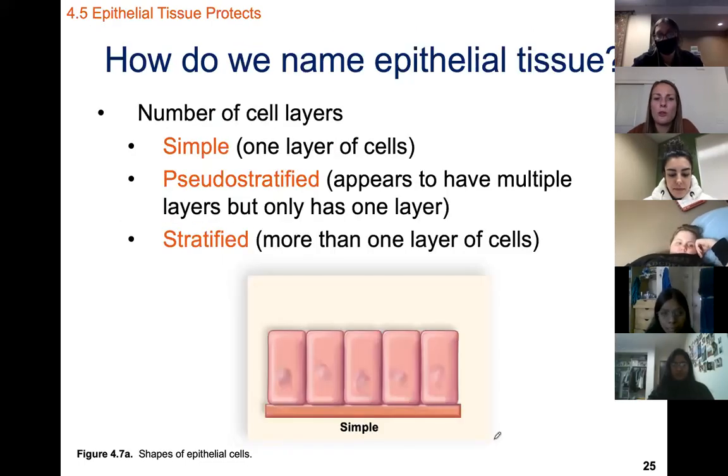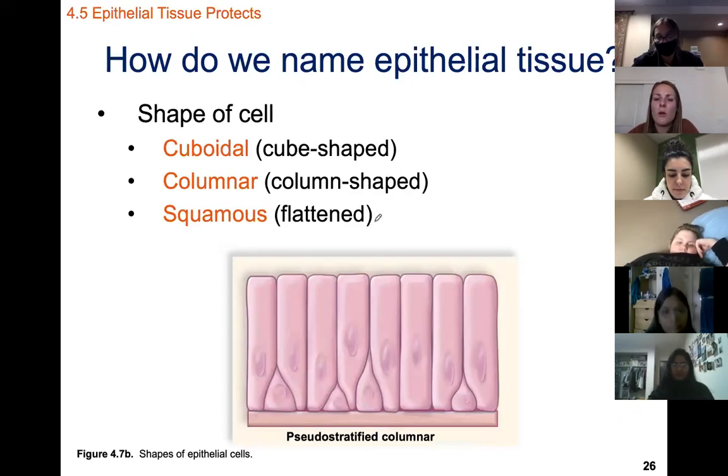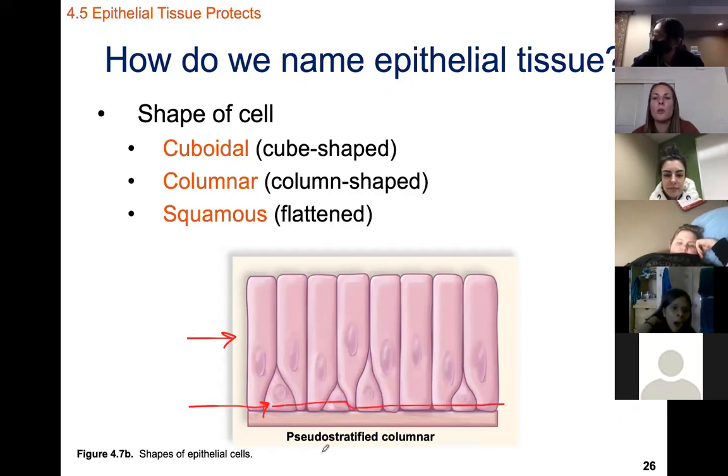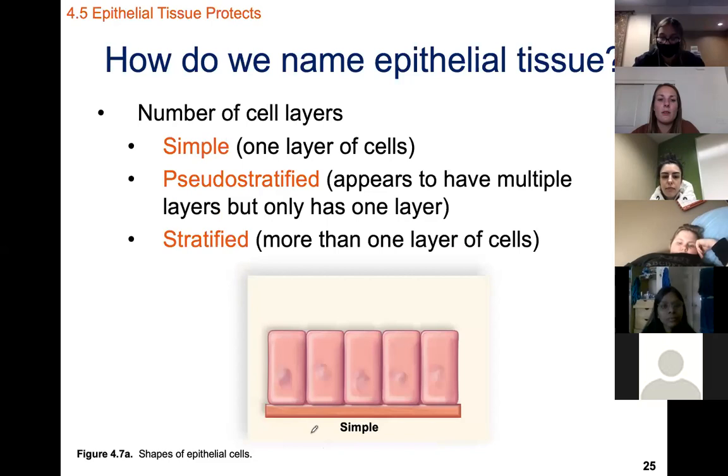And then pseudostratified, it appears to have multiple layers, but it's actually only one. This one is pseudostratified, so it looks like there's 2 layers. It looks like there's a layer here and a layer here, but when you actually look at the basement membrane, they're all in line with each other. So pseudo, meaning kind of like fake or pretend. Simple, meaning one layer. Stratified, more than one layer.